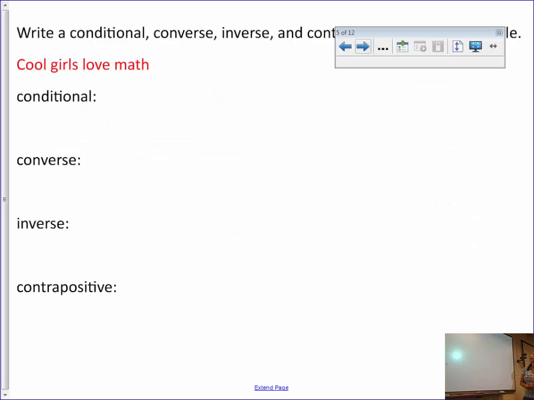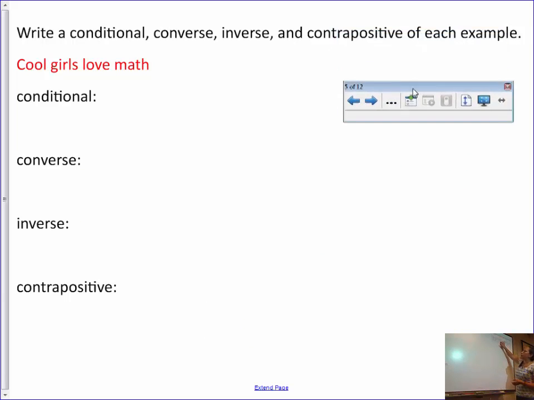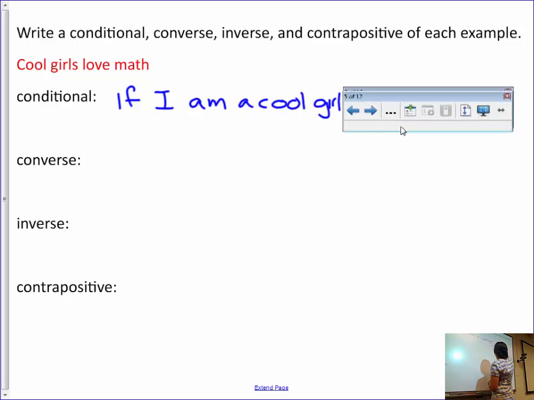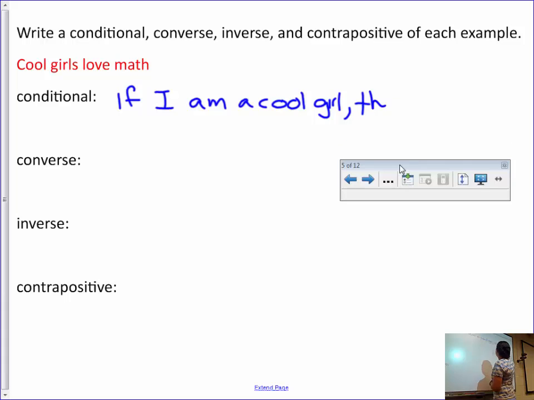All right, so let's go ahead and see if we can do this real quick. We're going to write a conditional, converse, inverse, and contrapositive of each example. Okay? So go ahead and pause it, see if you can write yours on your own. Cool girls love math. We already came up with the conditional. If I am a cool girl, then I love math.